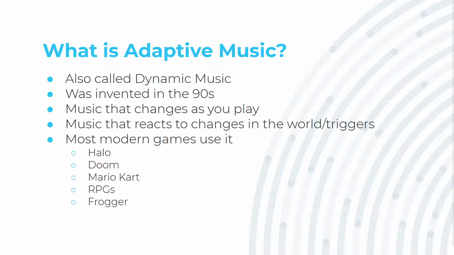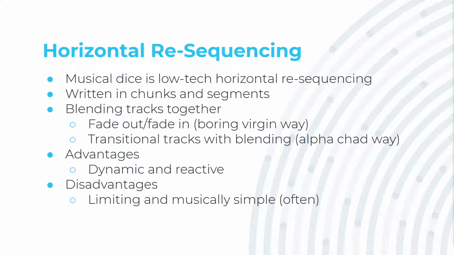And there are two primary ways in which a piece can be made adaptive, and that is through horizontal resequencing and vertical layering. So we'll get into that, and then we'll dive into some other stuff regarding adaptive scores, and then I'll show a few examples, because who doesn't love some examples? All right, starting off with horizontal resequencing.